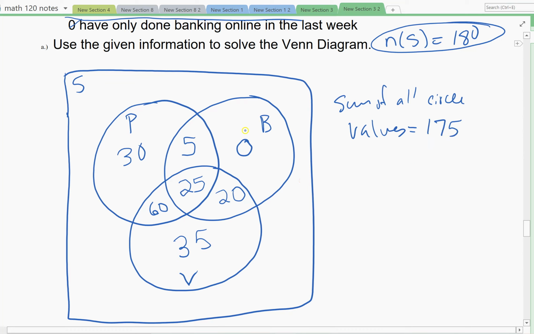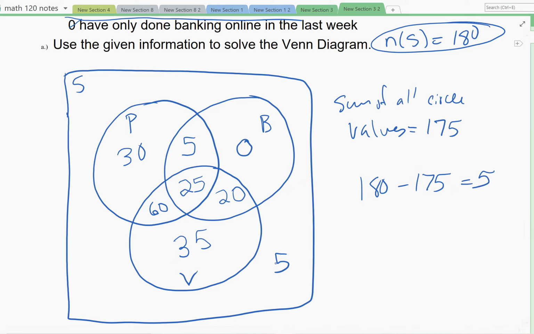So 175 people land in one of these regions in the circles. So I take my 180 minus my 175, so that's 5 people left over who didn't do any of those three things, at least they said so in the survey. In the survey, 5 people said they didn't purchase online, they didn't watch a video, and they didn't bank online. Alright, and so there's my Venn diagram completely filled out. So that's step 1. Step 1 is being careful filling out your Venn diagram. Make sure you're careful; you have to subtract as you work your way out.